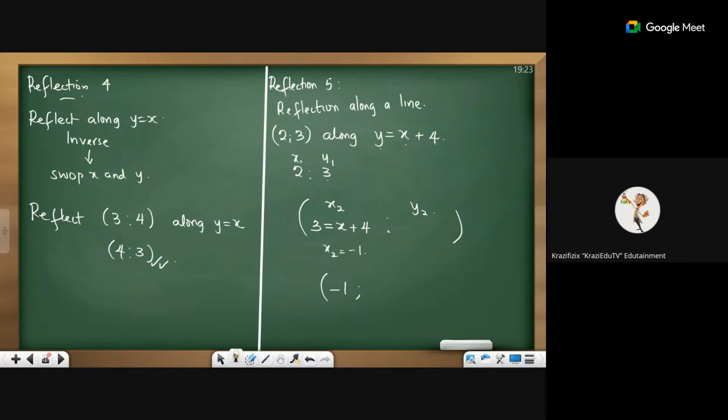How do I get my y? I'm looking for y. What is my old x value? 2 plus 4. What's my answer? 6. I am done.